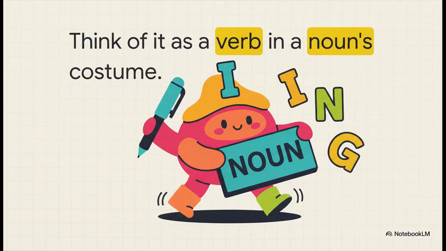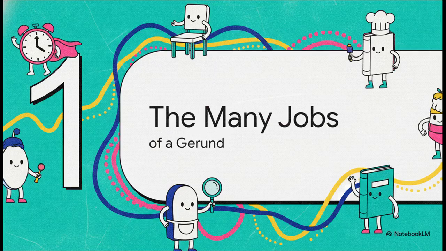This is probably the best way to remember it. Seriously, just picture a verb, like run or write, putting on a noun costume. It's a verb in disguise. It still looks a little bit like a verb, but it's walking and talking like a noun. So, if these words are nouns in costume, that means they can pretty much do anything a regular noun can do. And believe me, nouns have a lot of jobs in a sentence.